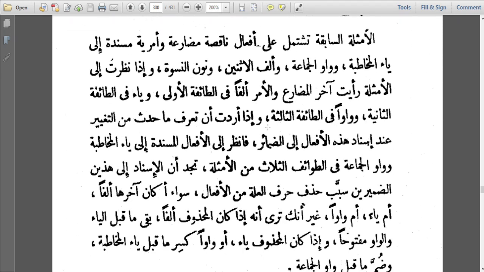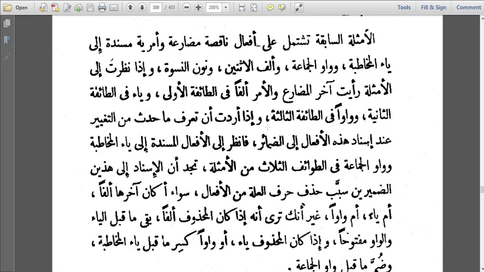Okay, and he's telling us here that if you look at the first one, the sa'a side, it says إذا نظرت إلى الأمثلة رأيت آخر المضارع والأمر ألفا في الطائفة الأولى. In the first part, the mudari of sa'a ends with alif. That is the first part. The second verb you have is abda, yubdi. The mudari we have is yubdi.